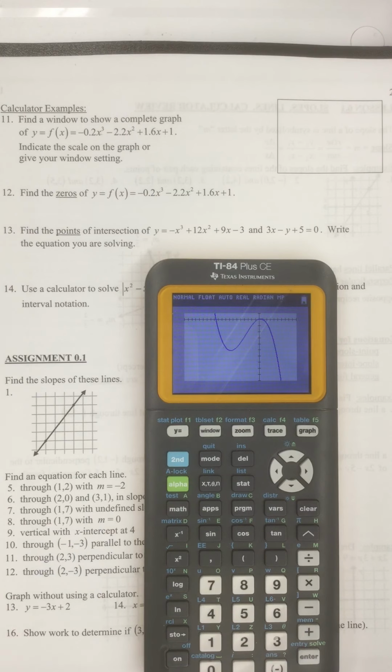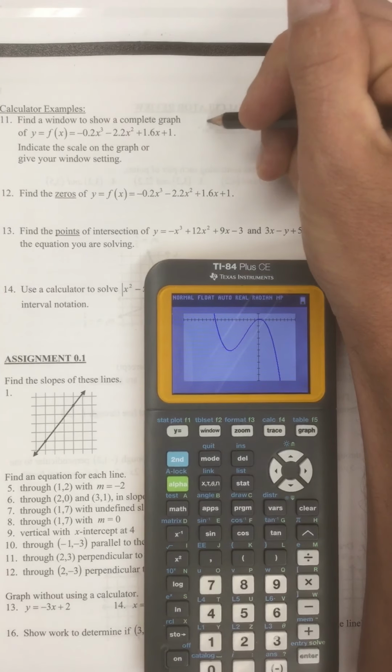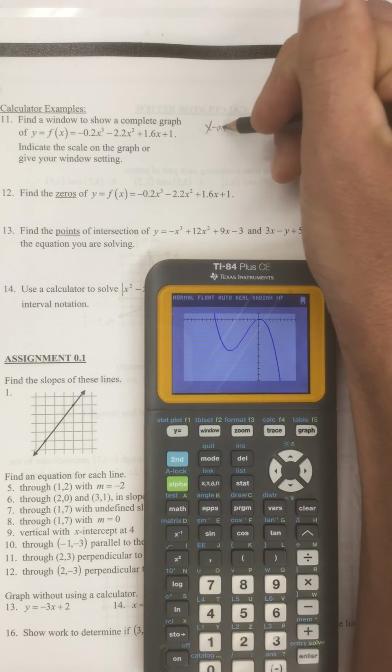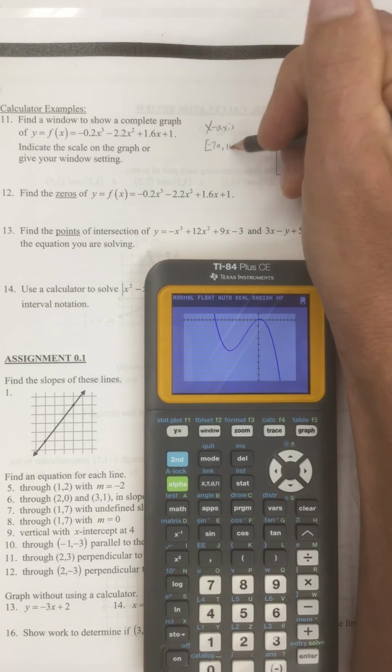Now it says we want to draw a picture of it up here. It says either to give our scale or to give our window setting. I'm just going to write down the window setting. So we have the x-axis, right, and it went from negative 20 to 10.